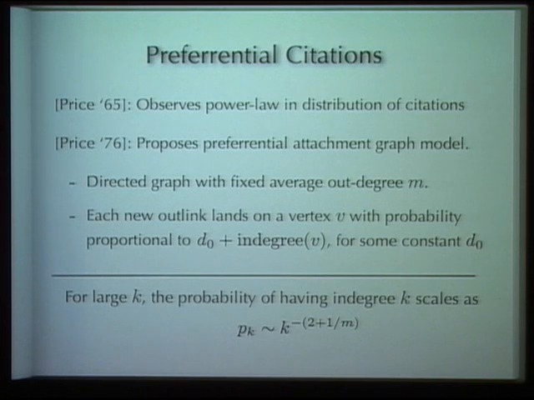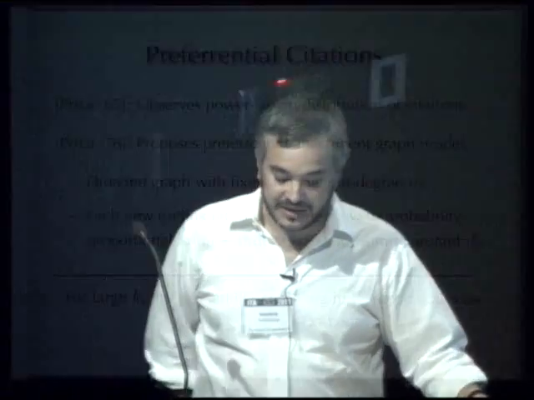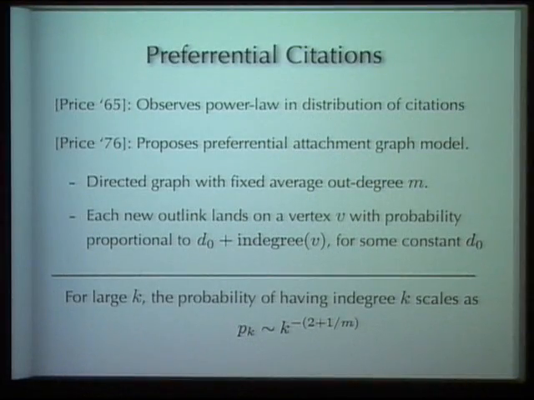And the sense in which there is preferential attachment is that when a new vertex shows up, when someone writes a paper, the probability they cite another paper is proportional to the number of citations that this paper has already received. So there is some constant D0 saying, look, you might get a citation in spite of the fact that you've never been cited yet. This is how maybe you get your first citation. This corresponds to citing your friend's papers, perhaps. And then what Price showed is that at least for large K, as the size of the network goes to infinity, the probability of having in-degree K does indeed scale as a power law, and in fact with a nicely varying exponent.